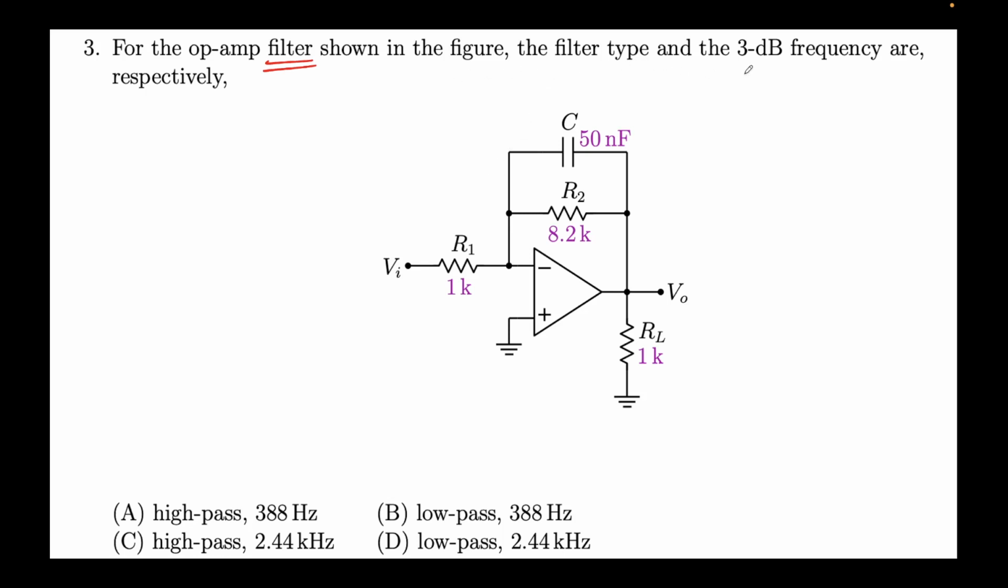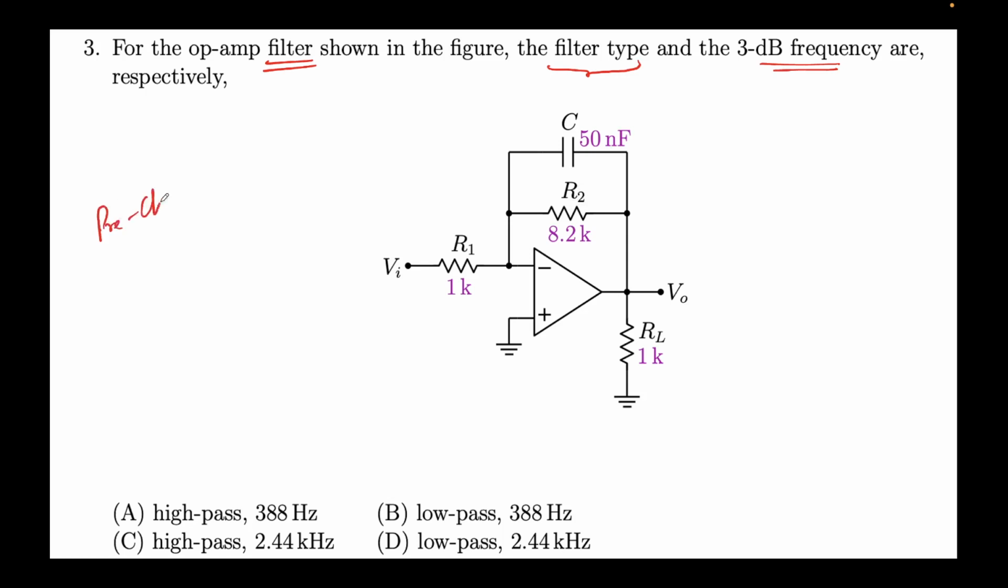the filter type and the 3 dB frequency are respectively. Okay, so we are required to find what is the filter type. So is it low pass, band pass, high pass, what is it, and the corresponding 3 dB frequency. Right, so what is 3 dB frequency we'll talk about, but first let's just try to figure out the filter type over here.